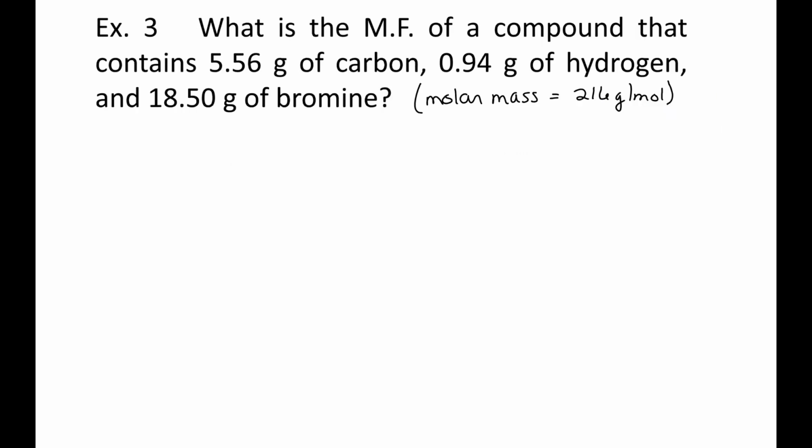Example number 3 is, what is the molecular formula of a compound that contains 5.56 grams of carbon, 0.94 grams of hydrogen, and 18.50 grams of bromine, and has a molar mass of 216 grams per mole? Once again, we're going to do it just like we did the last example, only instead of percentages, we're going to use the grams that we're given.